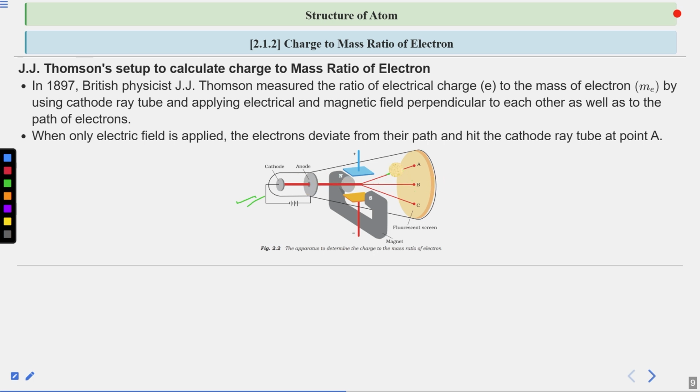Now, what about magnetic field? So, does anyone have any doubt in this electric field part? Then I will move to the magnetic field. Okay. So, let us move to the magnetic field now.